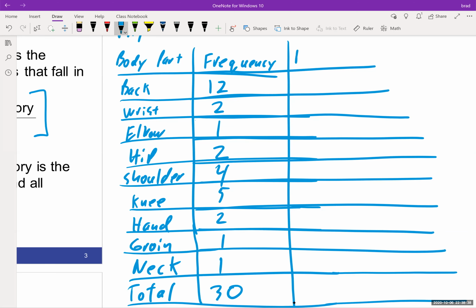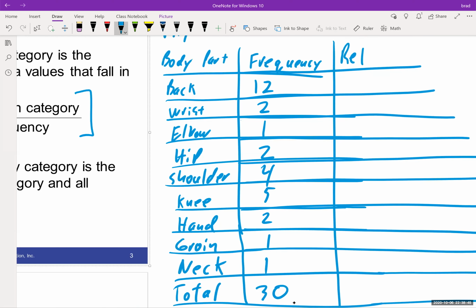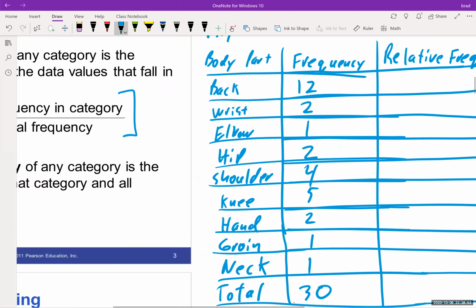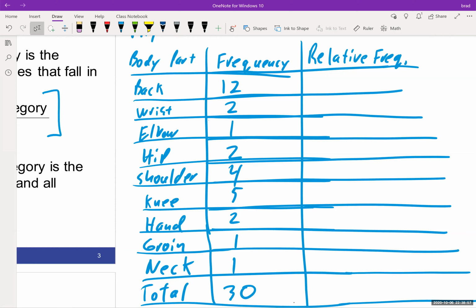Now, if I wanted, I could do relative frequency. I just wanted to show you guys what relative frequency actually means. They worded it in such a way that it makes it sound fancy. All you do is take the total amount, 30, and how many experienced back rehabilitation, 12. So I just do 12 divided by 30. On my calculator, I get 0.4.